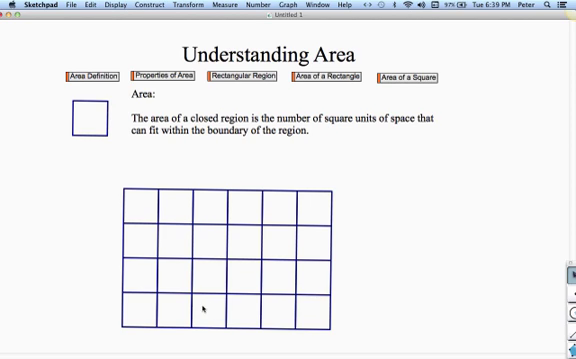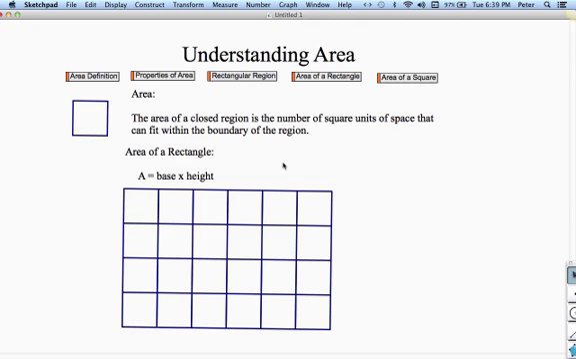Or you could multiply. You could say that there are 6 squares along the base. Each base has 4 rows or 4 squares above it. So 6 times 4 is 24. That, of course, is going to be our first formula, that the area of a rectangle is going to be equal to the base times the height.